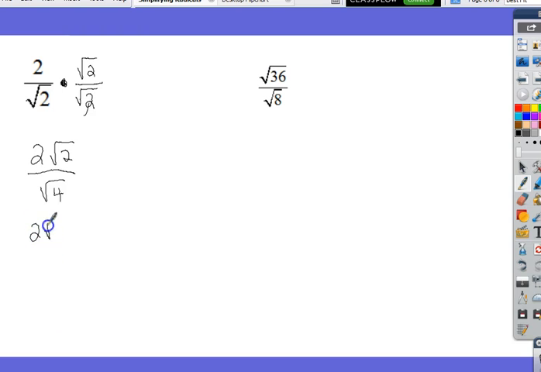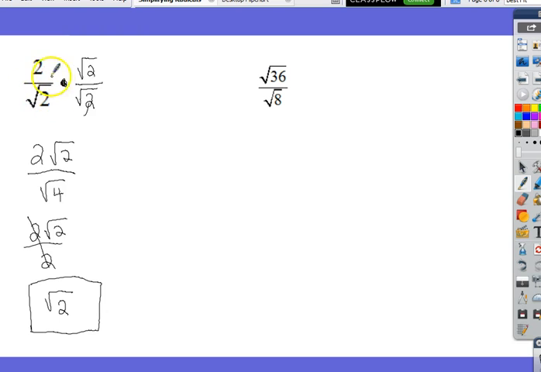However, what is the square root of 4? 2. And then, since this is outside any radical and this is outside any radical, those can actually cross cancel, and you'll just be left with the square root of 2 as your simplification. A very, very simple process to simplify 2 over the square root of 2.